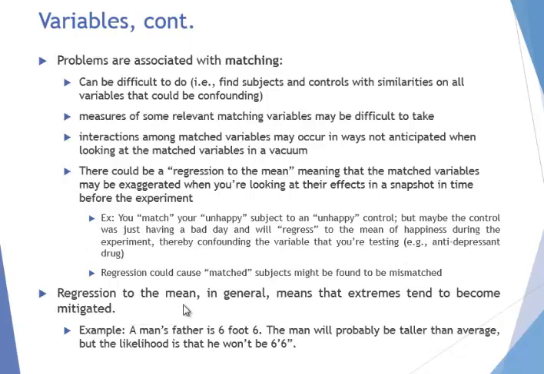And well, we're going to discuss more regression in the next chapter, but the idea regarding regression in general is that extremes tend to become mitigated. People who are very tall, a person's father is 6'6", the person's probably going to be taller than average, but the person's probably not going to be 6'6". The average height for a man is what, about 5'9"? So a person whose father is 6'6" is probably going to be taller than 5'9", but probably not going to be 6'6", because 6'6" is so extreme that things in general tend to regress towards the average, tend to regress towards the mean. The next generation will tend to be a little bit closer to the general average.